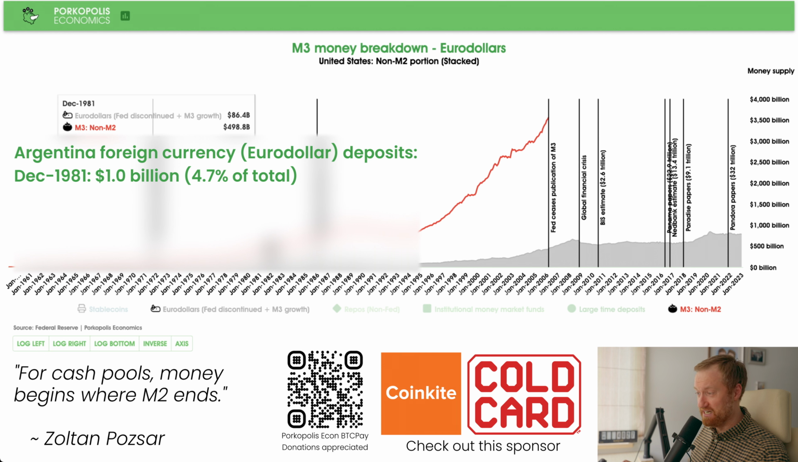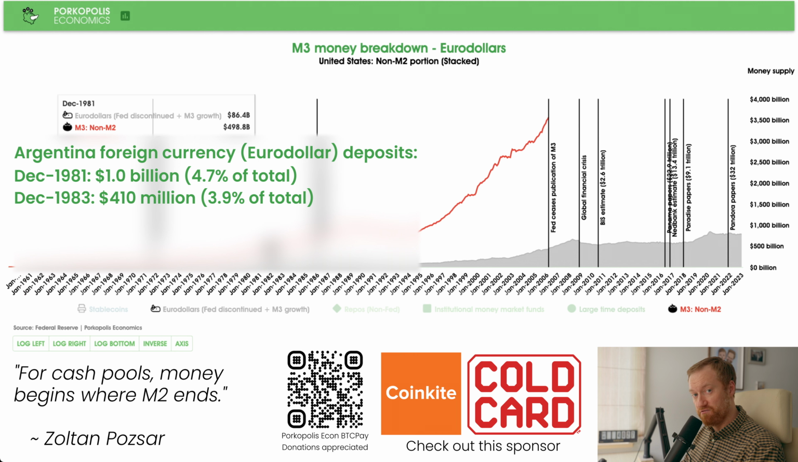This is Argentina in the 80s. I'm pretty sure there's not a high demand for Russian rubles or many other currencies other than the dollar in Latin America at that time. So $1 billion in December 1981. As we go forward here, look at how the foreign currency deposits of Argentina evolve. December 1983, they're now on a new currency, the peso argentino, and they have $410 million worth of foreign currency, which actually is a drop in their total M3 deposit portion, only 3.9% of foreign plus local currency in M3. Quite a drop, both grossly and percentage-wise.